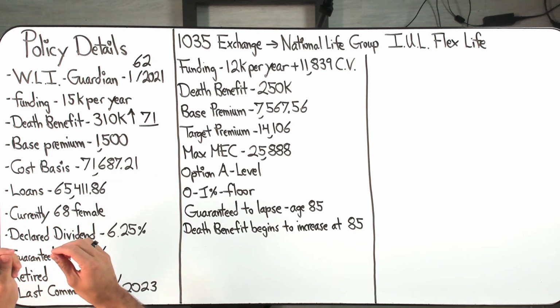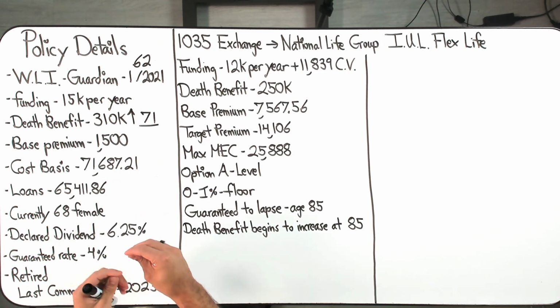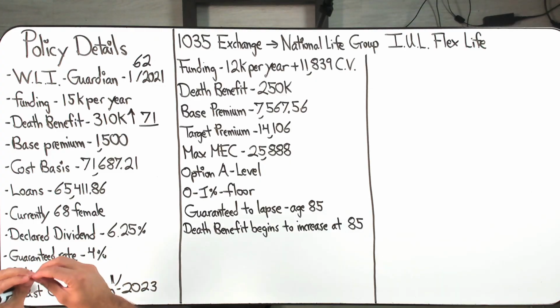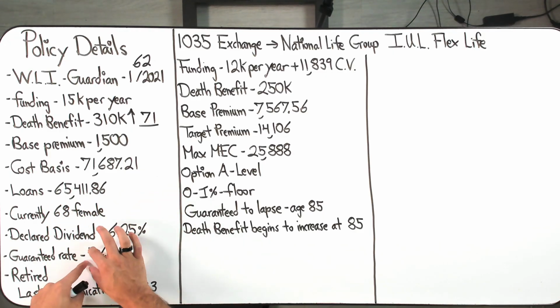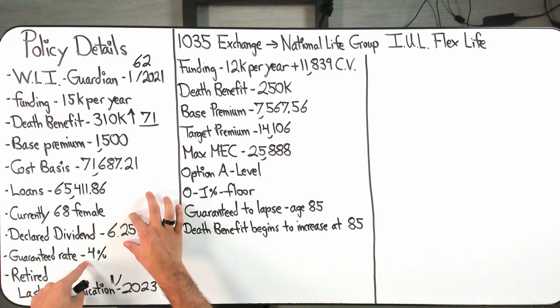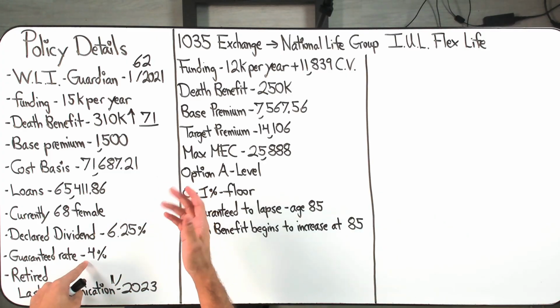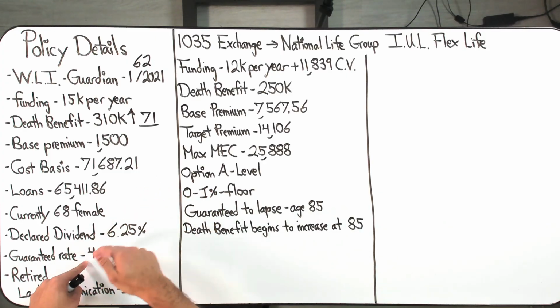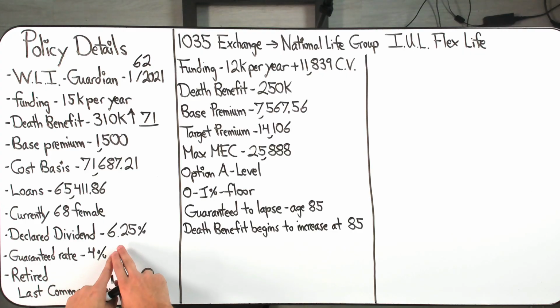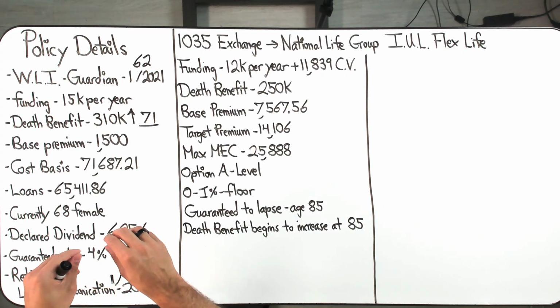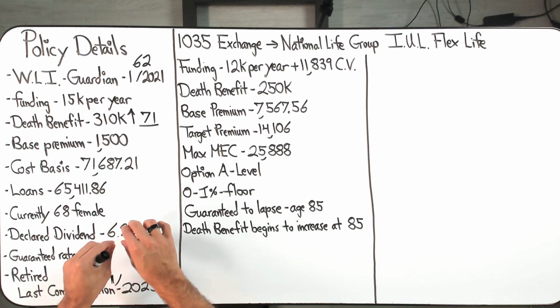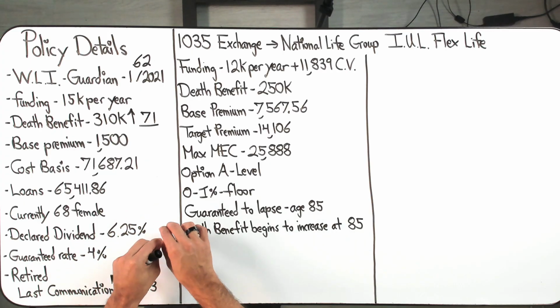That doesn't necessarily mean they're getting a net 4% on their cash value. That is a gross number, as well as this dividend. This declared dividend is inclusive of the 4%. So it's not 4% plus 6.25, like some other content creators out there I won't name make this horrendous mistake. You're not getting 10.25%. You're getting a gross 6.25% rate of return.